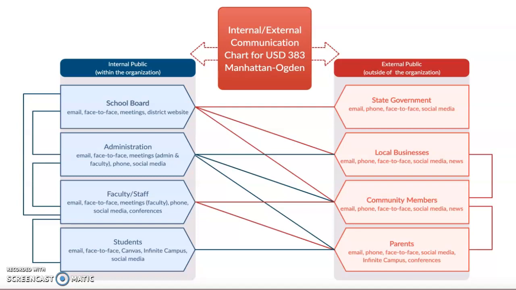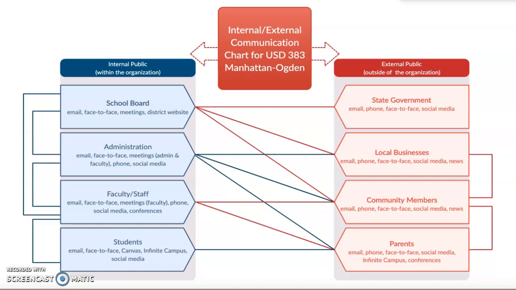The left side shows the internal public, or those who are within the organization, and the right side shows the external public groups, or those that are outside of the organization. The arrows or lines between and around these groups show who interacts most and the forms of communication that they use. This type of flowchart was used for the ease and clarity of seeing each group and how they interact.